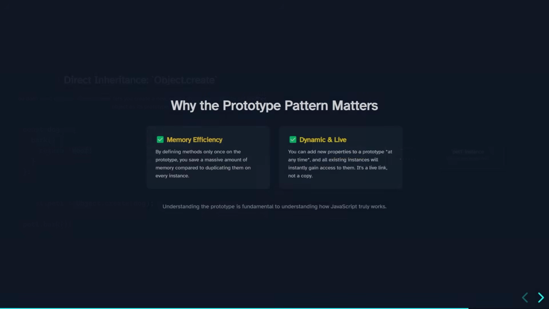So why is understanding this so critical? First, memory efficiency. This is the core reason it exists. By defining methods only once, JavaScript applications can handle thousands of objects without running out of memory. It's fundamental to the performance of the web.